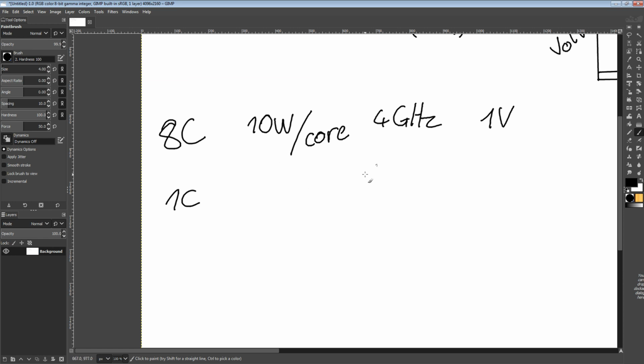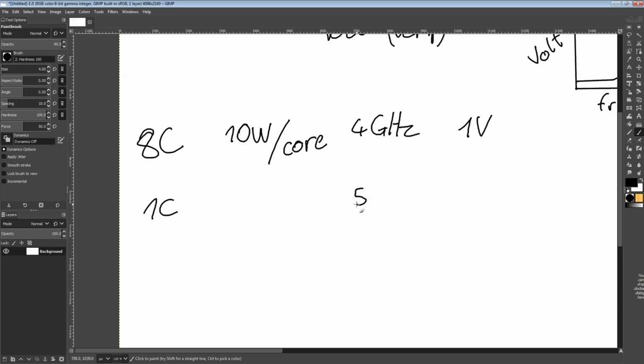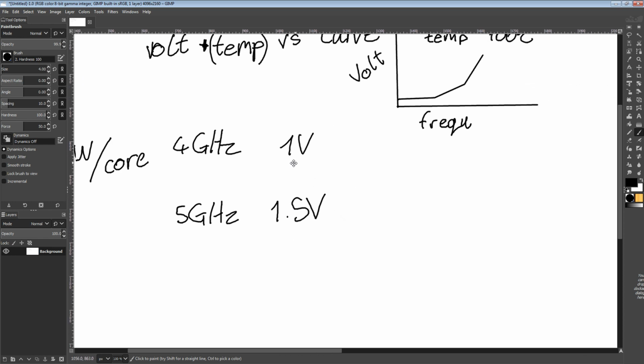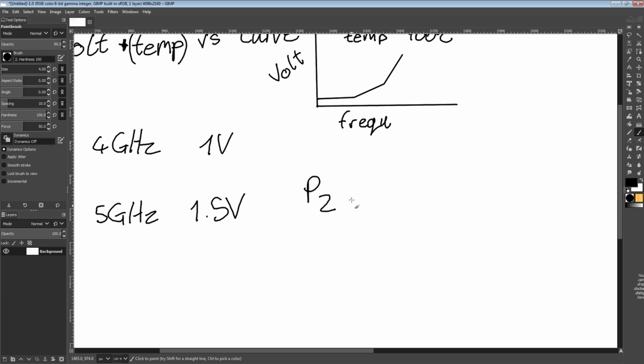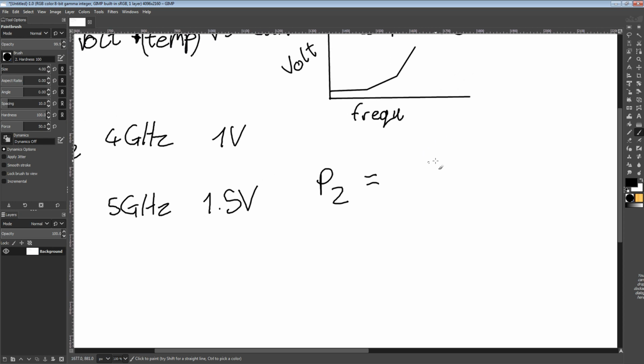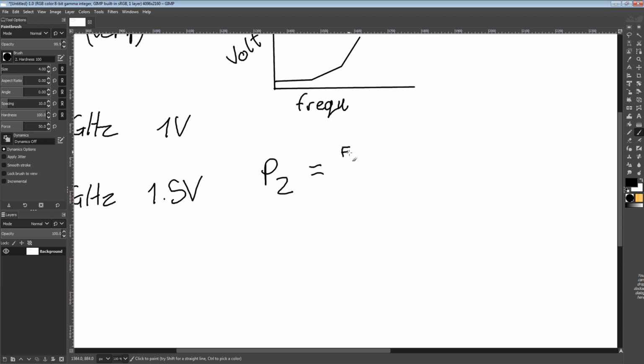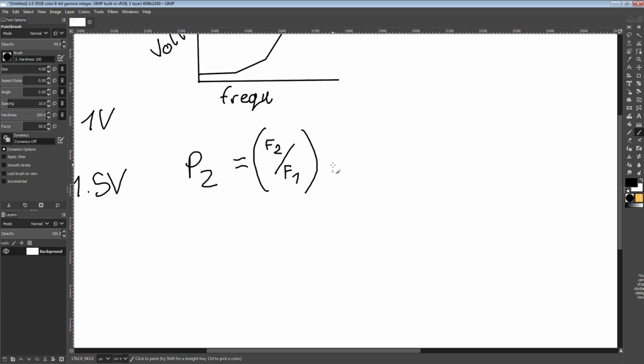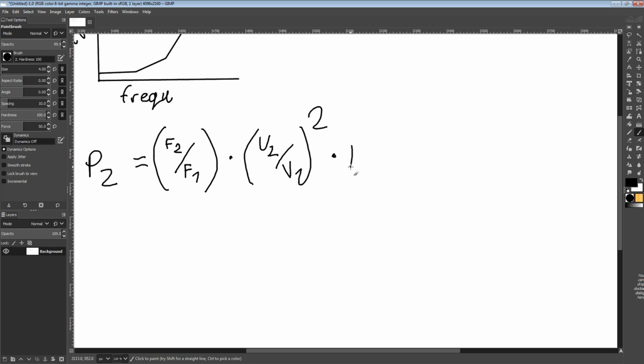But let's say we go one core, and let's say we can run one core loads at 5 gigahertz and 1.5 volts. What kind of power consumption will that give us? Well, assuming temperatures don't change, we end up with something that looks like this. P2 is our new power consumption figure, F2 is our new frequency, and F1 is our old frequency. We multiply that by the new voltage divided by the old voltage, squared, and then multiply that by the old power consumption.